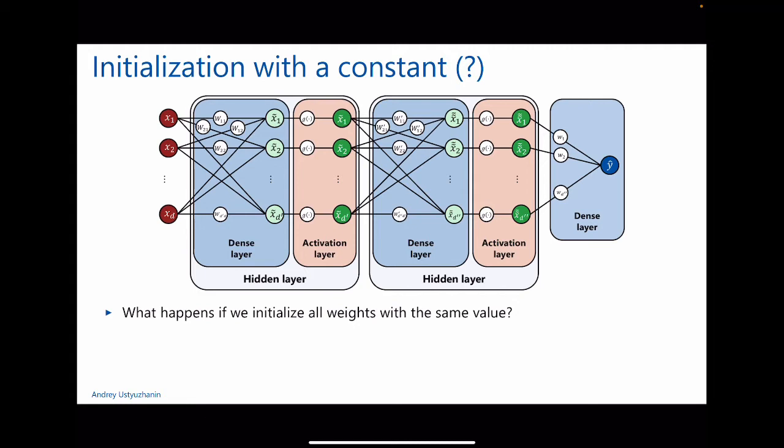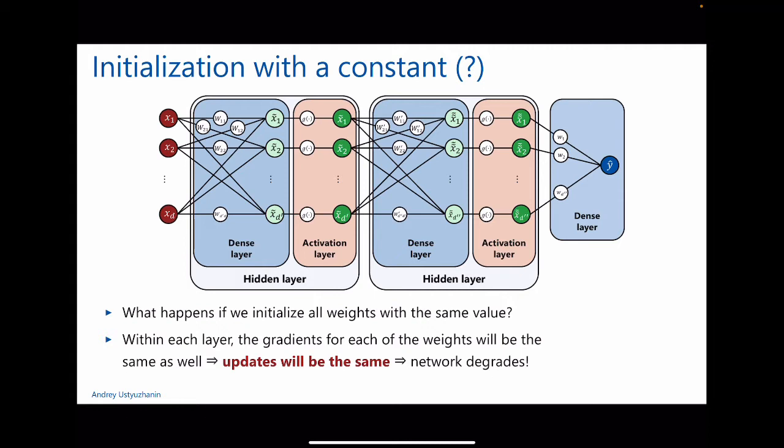So let's consider an example of a neural network. What if we make the weights for such a neural net equal to the same number, say 0? How would the gradient descent work? Obviously, when we run the gradient descent, within each layer the gradient for each of the weights will be the same as well. So it means that all the updates within the gradient optimization will be the same, and the network effectively reduces to a much smaller one.